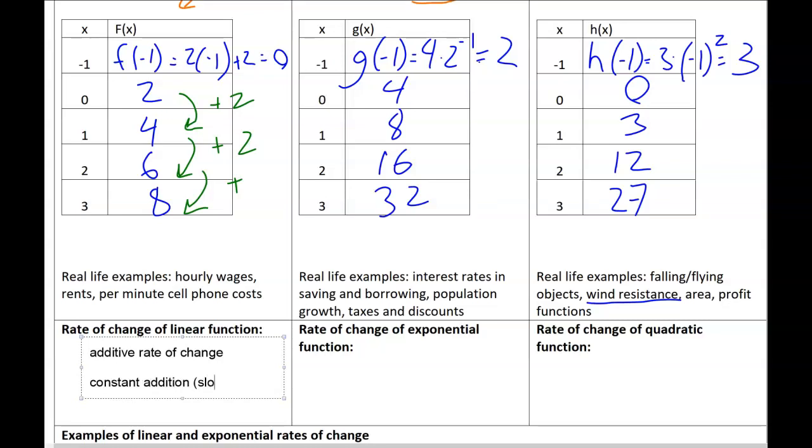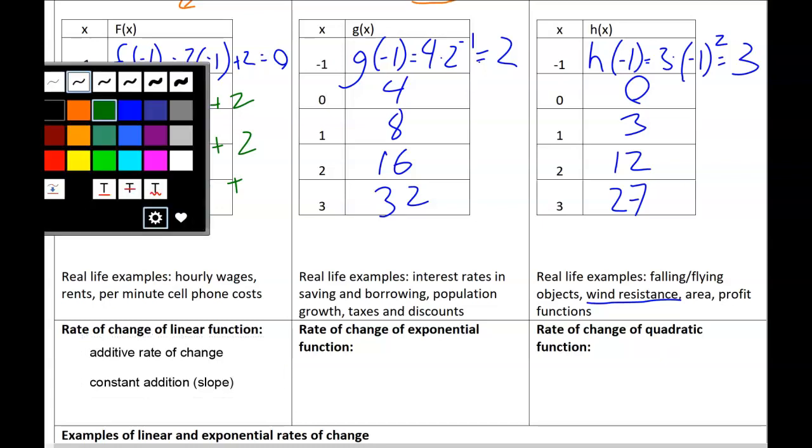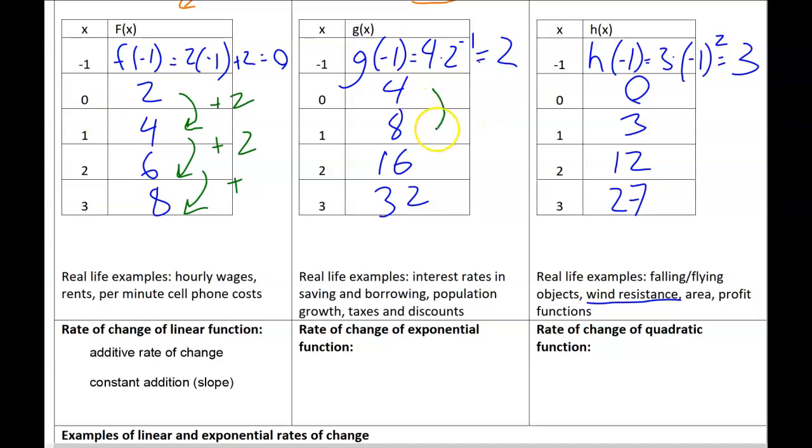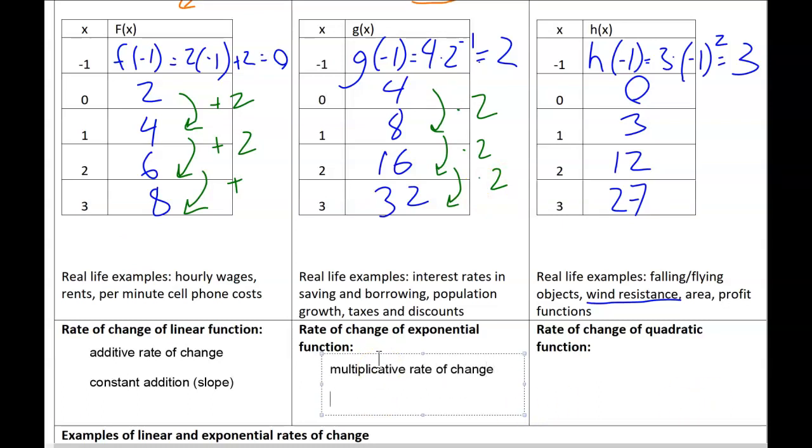And you guys know that the word for that constant addition is the slope of the function. Then my exponential function, notice here we're doing times 2, 4 to 8, times 2, and times 2. So that is no longer an additive relationship, it's a multiplicative relationship, right? And sometimes that's called the common ratio, or the common multiple. But really it's just the number we're multiplying by to get to the next y value. Delta Math uses this language a little bit in your homework.